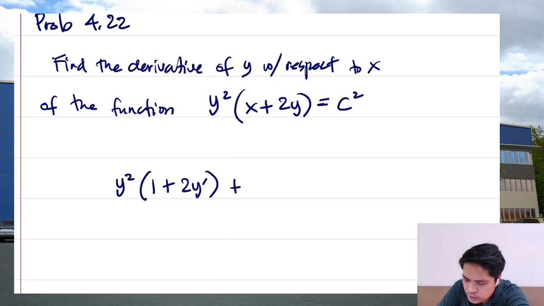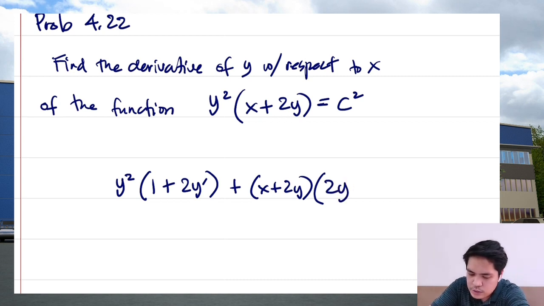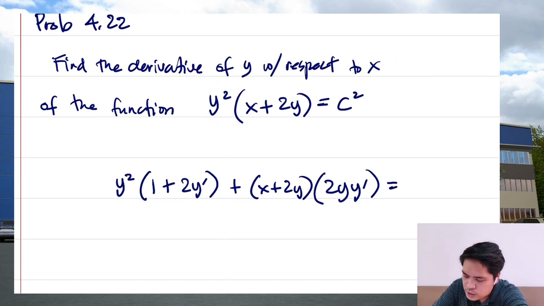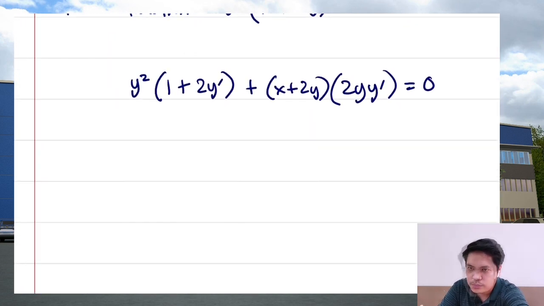Okay, and then add, copy the second function, which is x plus 2y times the derivative of the first function, which is derivative of y squared, that's 2y raised to 1 times y prime. We multiply by y prime because we are looking for dy over dx or y prime. So that is equal to, of course, the derivative of a constant is 0. So that's equal to 0. So it's all about algebra na lang in simplifying this expression or this equation in order for us to solve for y prime. So ganun lang siya kadali. So this time, we'll just solve for y prime.